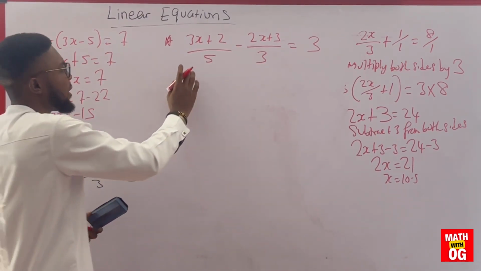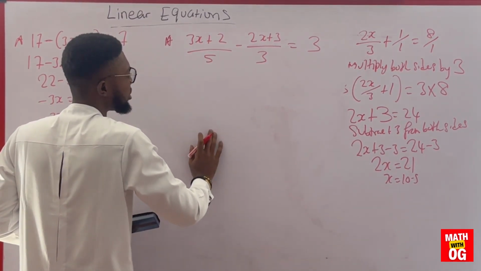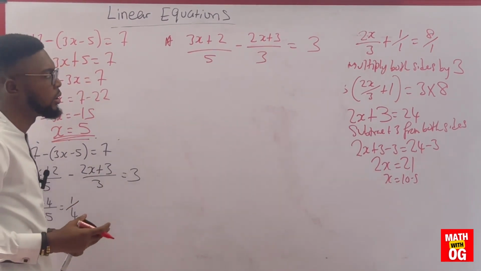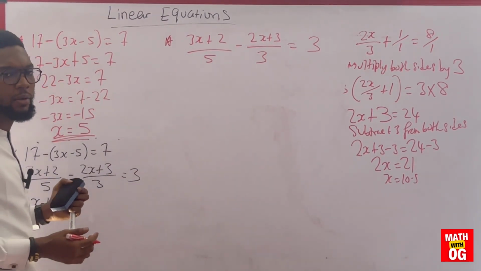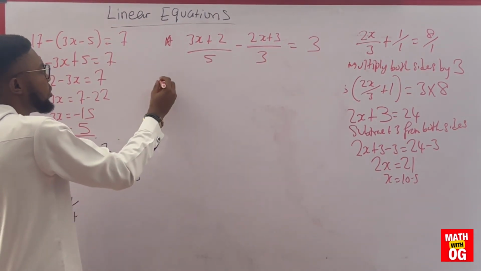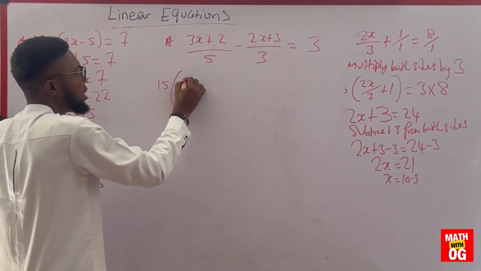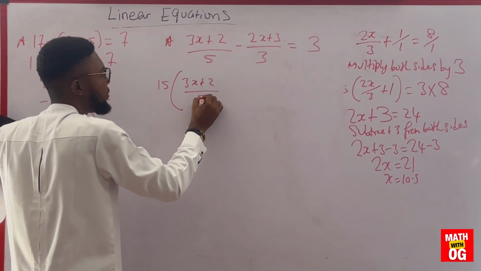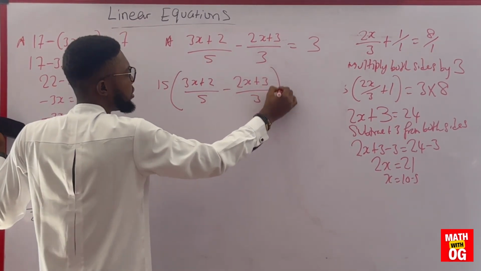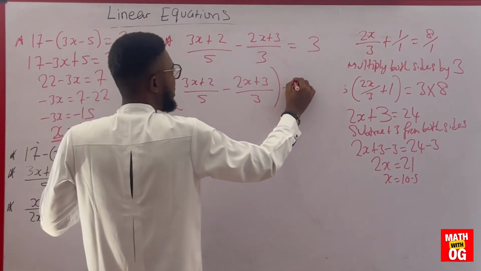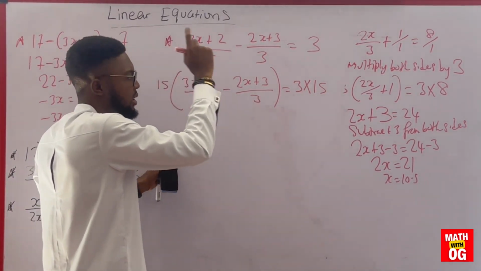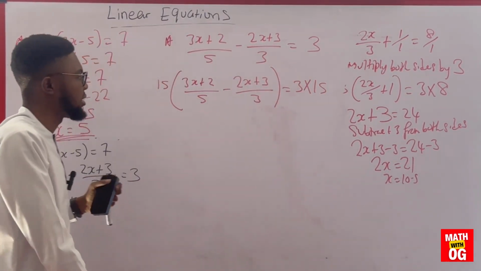You can also choose to find the LCM of this side and solve it as a fraction, then multiply through by that value, and that value remains 15. So why not just use 15 to multiply from the onset? So here you will have 15 (3x + 2)/5 − (2x + 3)/3 = 3 multiplied by 15. Whatever I do to the left hand side, do to the right hand side.